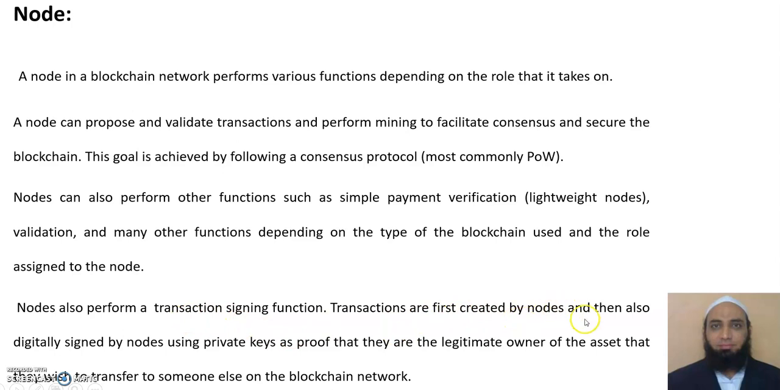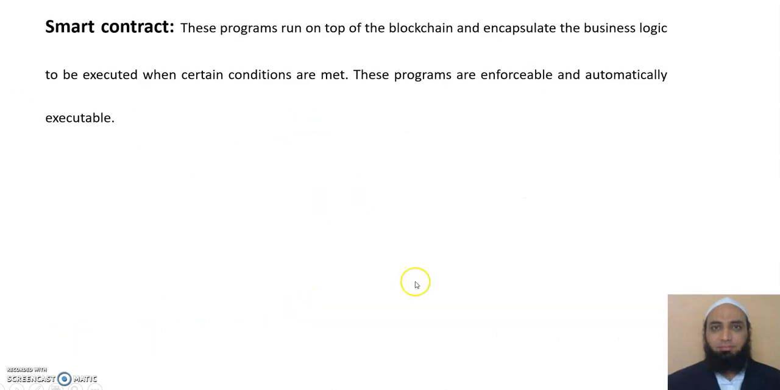Transactions are first created by nodes and then digitally signed by nodes using private keys, as proof that they are the legitimate owner of the asset that they wish to transfer to someone else on the blockchain network. So a node also performs a transaction signing function. All these we will see in detail in the next classes.